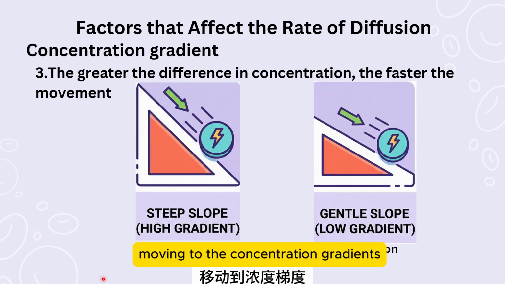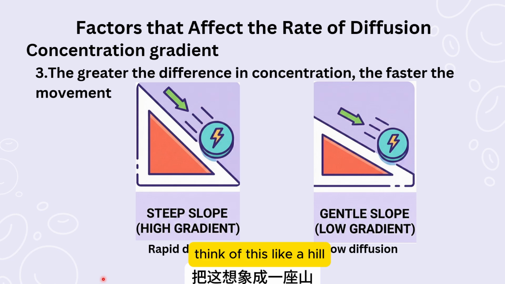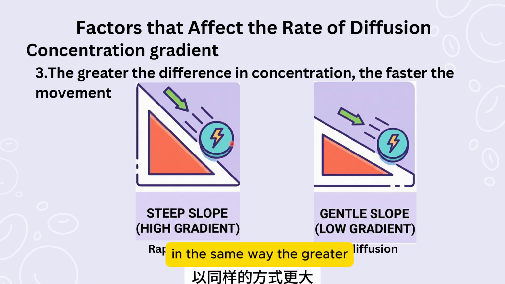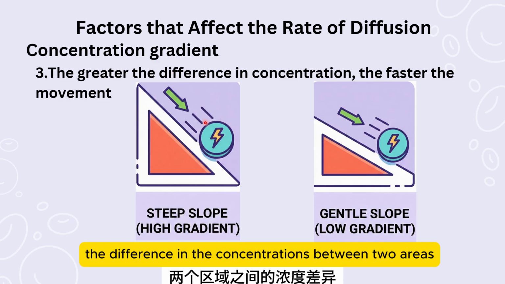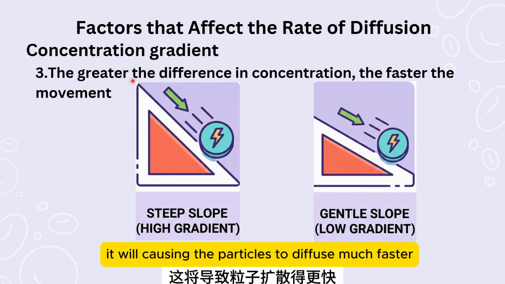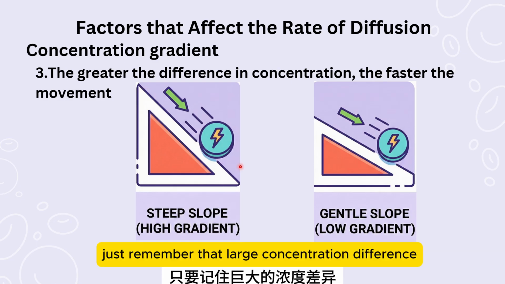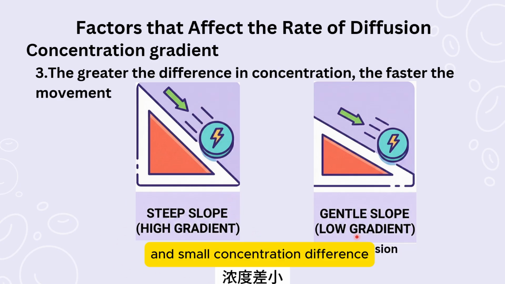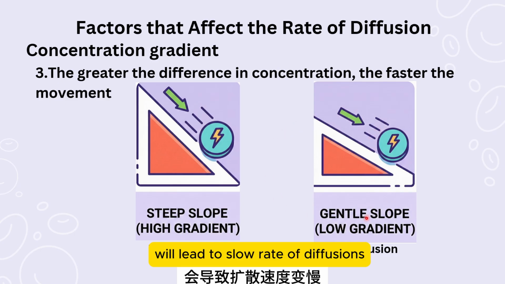Moving to the concentration gradient, think of this like a hill. The steeper the hill, the faster you can run down it. In the same way, the greater the difference in concentration between two areas, the faster the particles will diffuse. Just remember that a large concentration difference will lead to rapid diffusion. A small concentration difference will lead to a slow rate of diffusion.